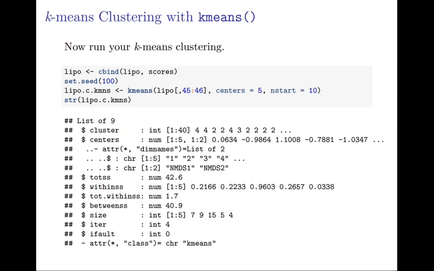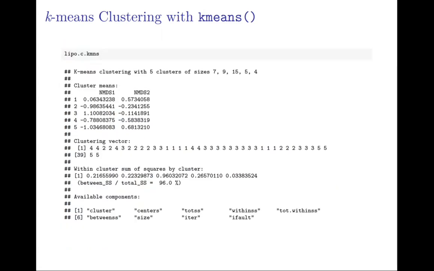And you specify the number of centers you want. We're going to start with 5. And then you do the number of starts you want. Here I'm choosing 10, but you can choose whatever number you want. And then this is the output. You get a bunch of different things. Really what you want to focus on is clusters. It's that first column, but I'll show you what that looks like.